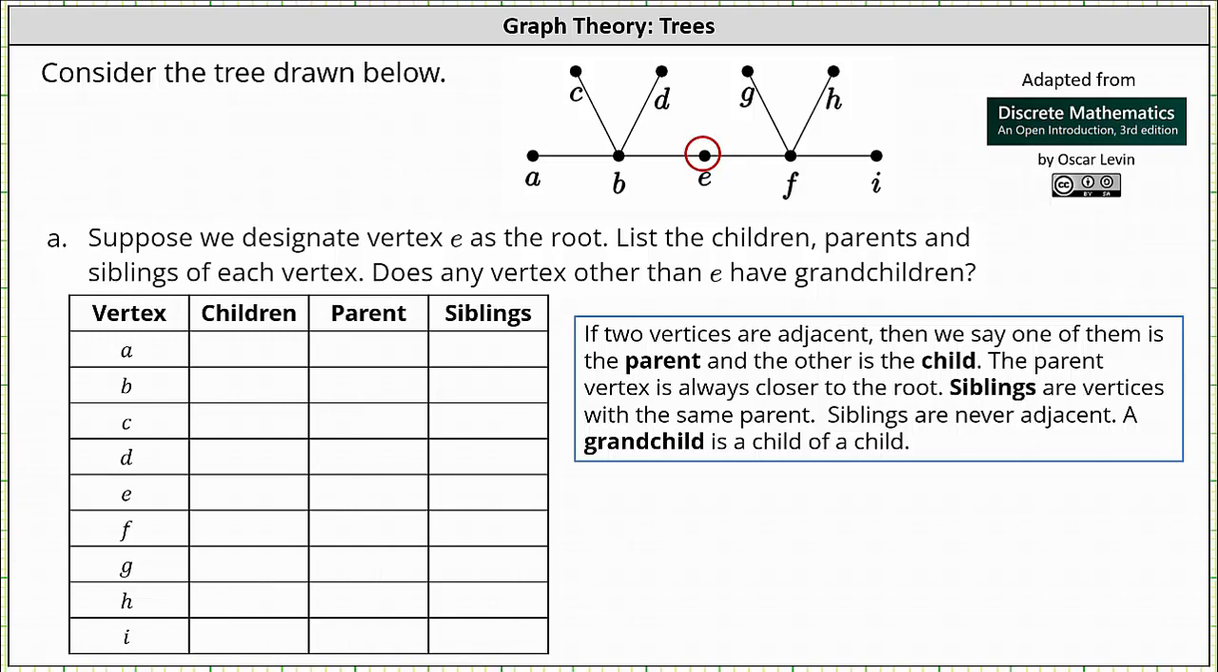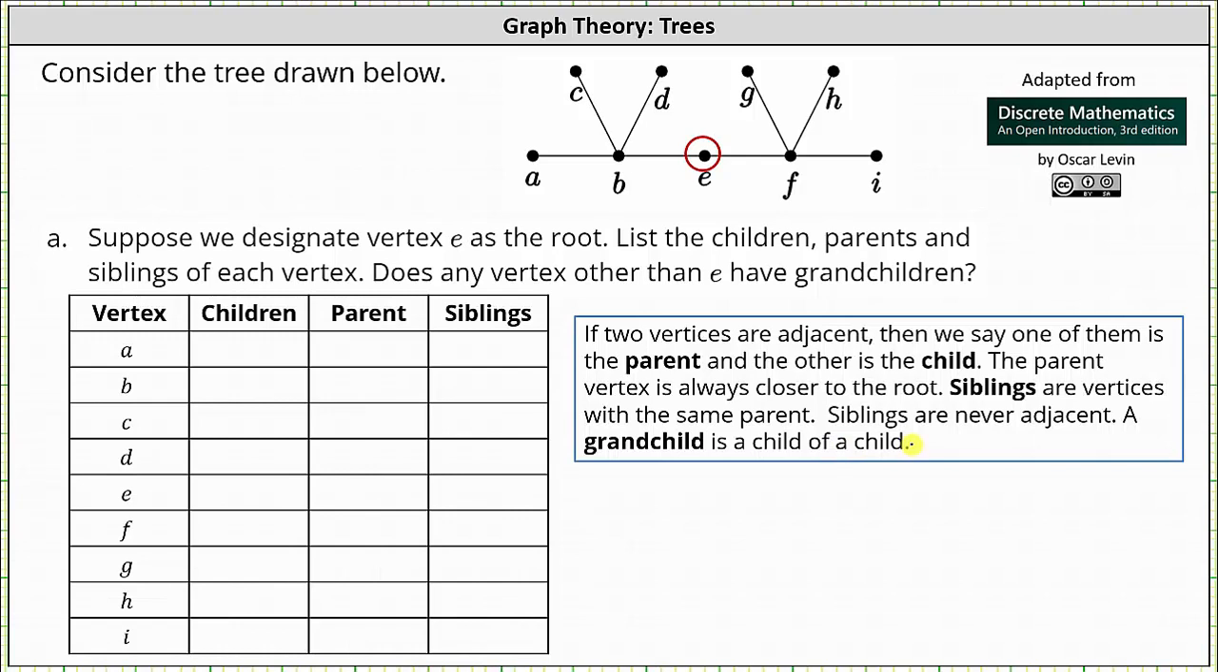For a quick review, if two vertices are adjacent, then we say one of them is the parent and the other is the child. The parent vertex is always closer to the root, and the child is always further away. Siblings are vertices with the same parent. Siblings are never adjacent, and a grandchild is a child of a child.